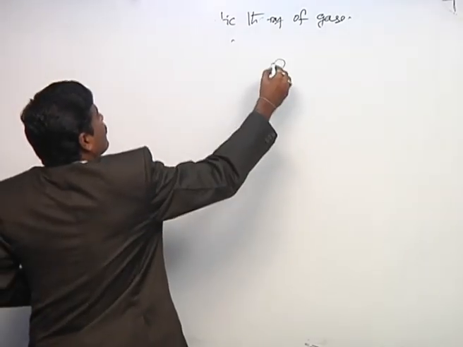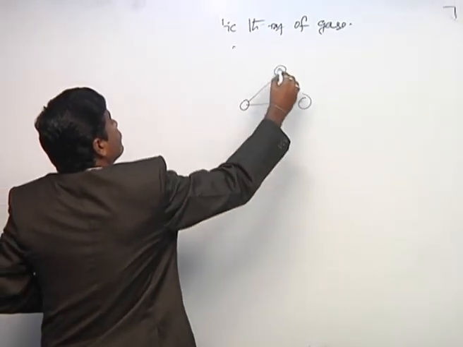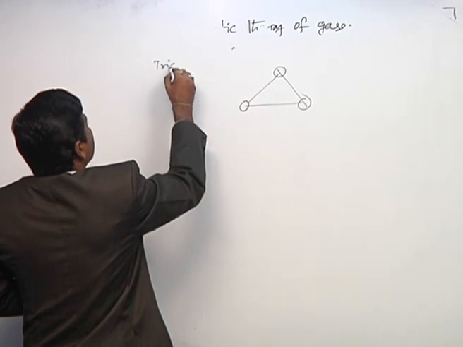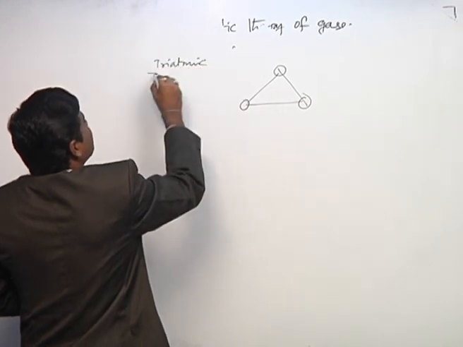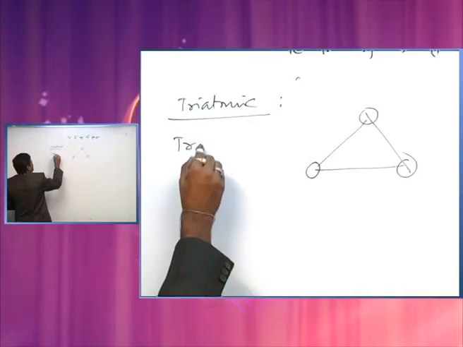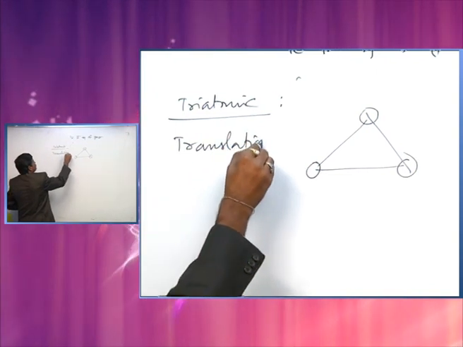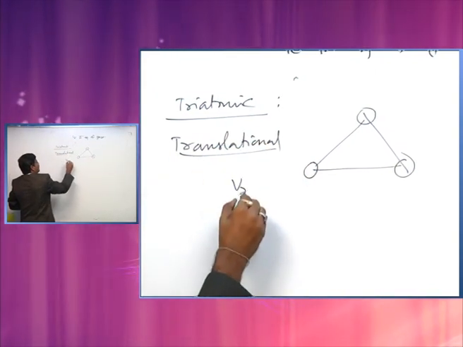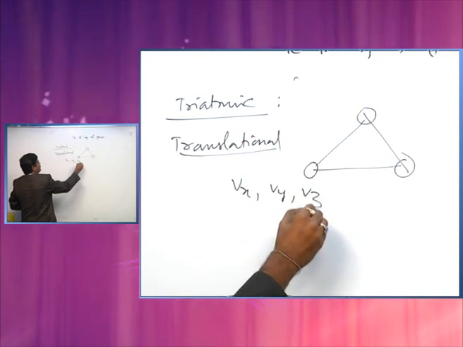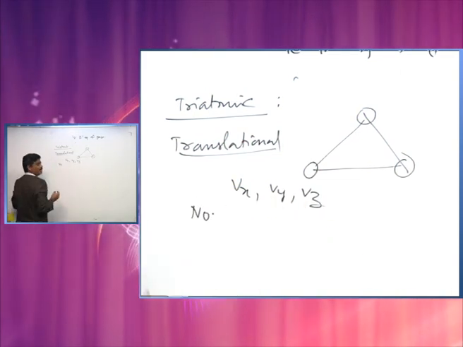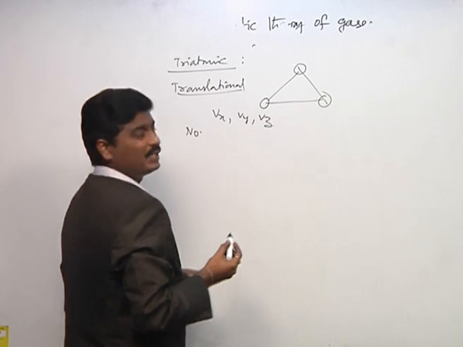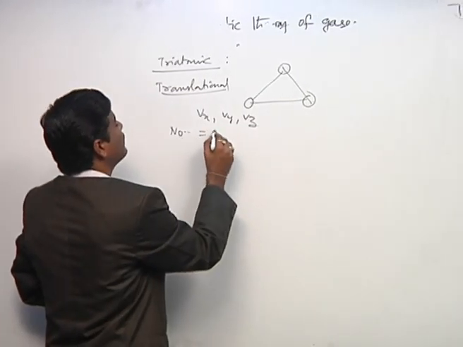See, triatomic is a non-linear shape. Anyway, here if you are considering the translational degrees of freedom, it can move along the x-axis, y-axis and z-axis. So, therefore, the number of independent terms is 3 here.